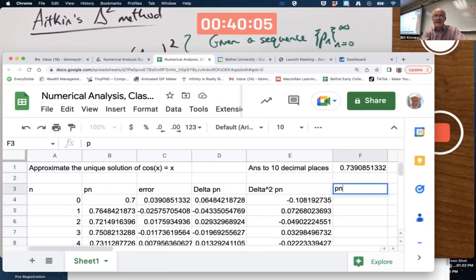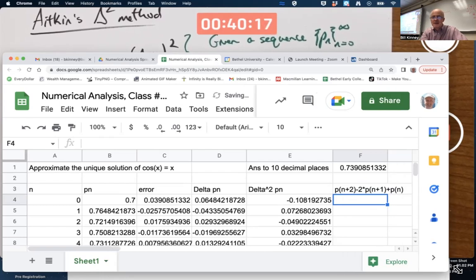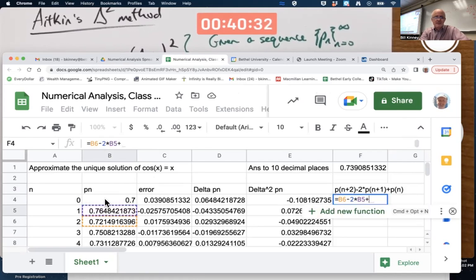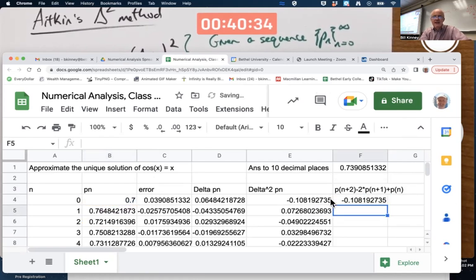Let's check that P sub n plus 2 minus 2 times P sub n plus 1 plus Pn, using parentheses here as my subscripts, gives the same thing. So I'm going back to the original column B here. P sub n plus 2 is right there, minus 2 times P sub n plus 1 plus P sub n. That's the same. That's the same. Yep, looking good.